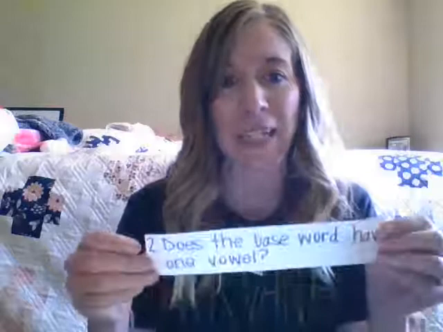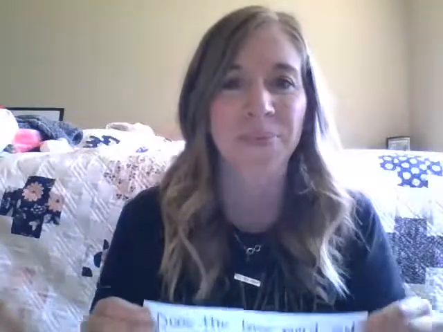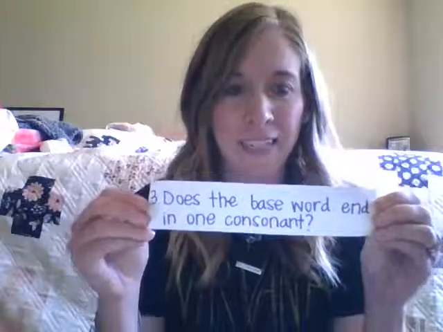Great job. What did we learn today? We learned the doubling rule, right? We practiced that several times. What is the first step of the doubling rule? The first step is, is the base word a one-syllable word? Great job. What's the second step? The second step is, does the base word have one vowel? What's the third step? Our third step is, does the base word end in one consonant?